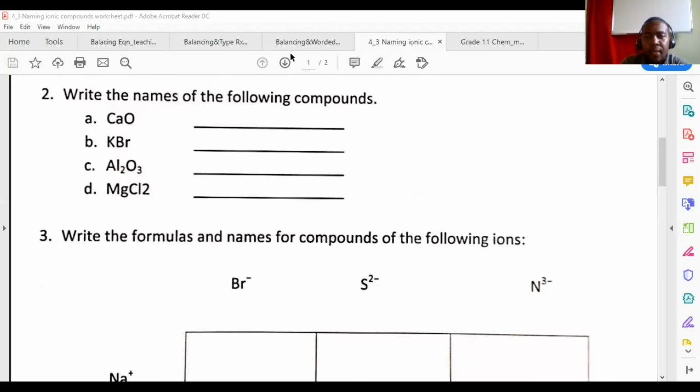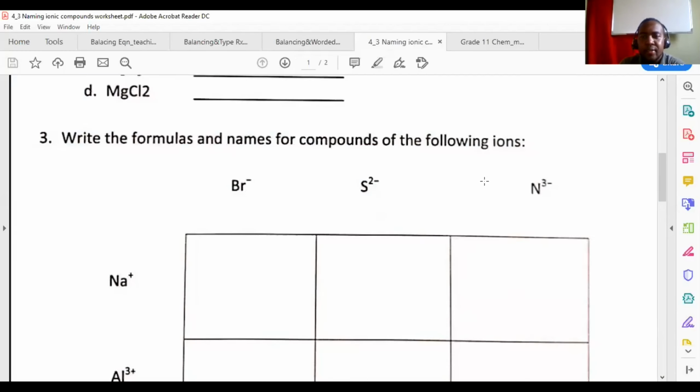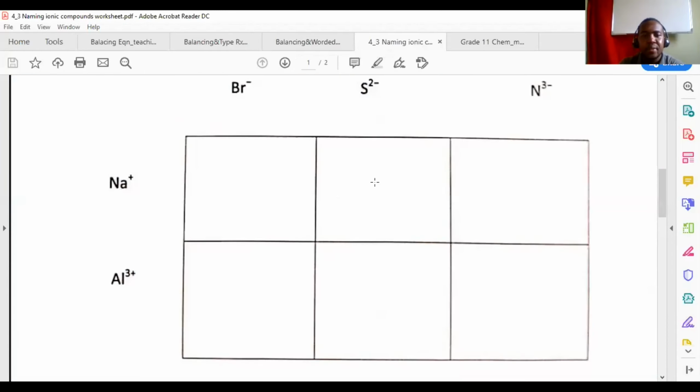CaO would be calcium oxide, great. Next is KBr. Potassium bromide, yes, and the third one is Al2O3. Aluminum oxide, great. And the last one is MgCl2. Magnesium chloride. All right, great. So those are just a good recap there.